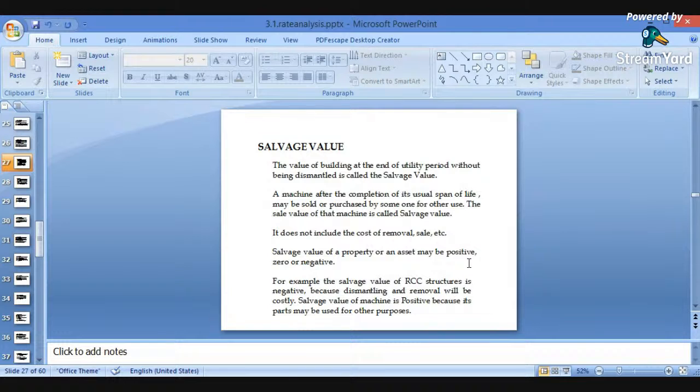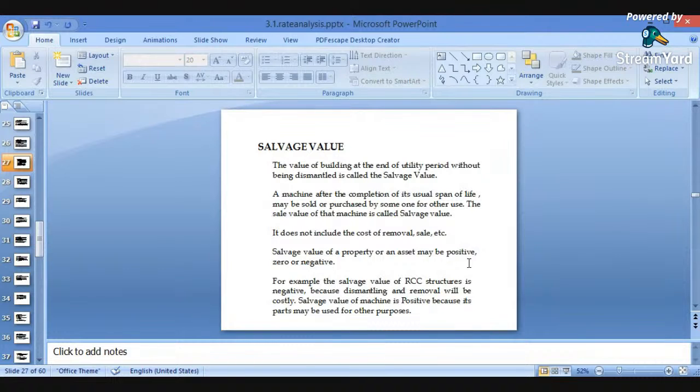Again, there may be a constructed building where salvage value may be considered, or there may be various equipments and machines also. A machine, after the completion of its usual span of life, may be sold or purchased by someone for other use. Or the constructed building can be used for some other purpose. So before the building has been dismantled, such value of the property is nothing but the salvage value. So it does not include the cost of removal or sale, etc.